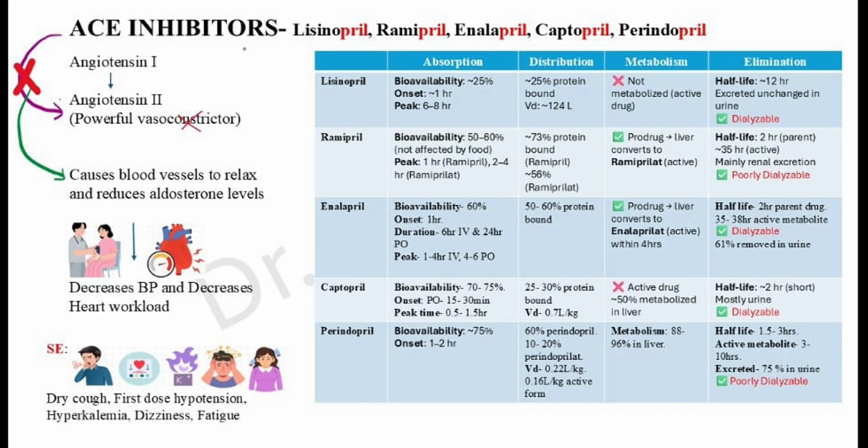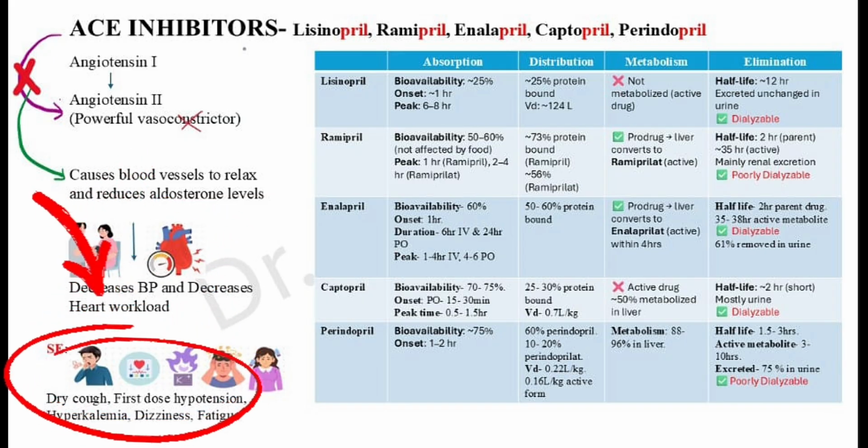ACE inhibitors are a commonly used class of antihypertensive drugs. Examples include lisinopril, ramipril, enalapril, captopril, and perindopril. These drugs work by blocking the conversion of angiotensin 1 into angiotensin 2, which is a powerful vasoconstrictor. By preventing the formation of angiotensin 2, ACE inhibitors cause vasodilation, reduced aldosterone secretion, and decreased blood pressure.